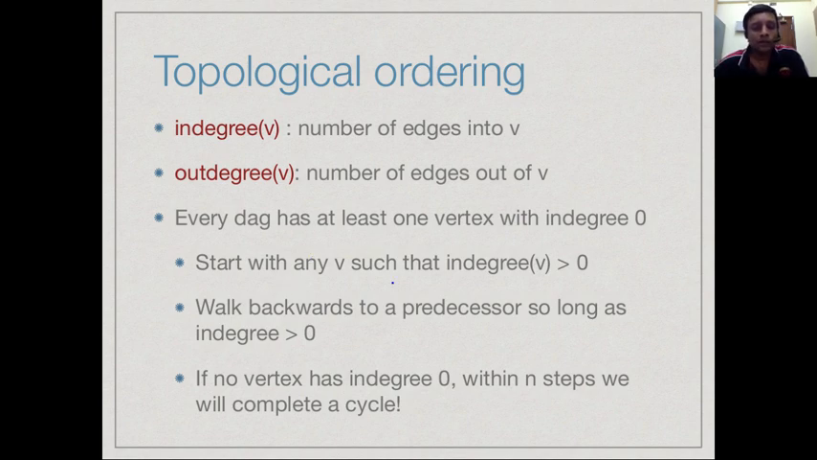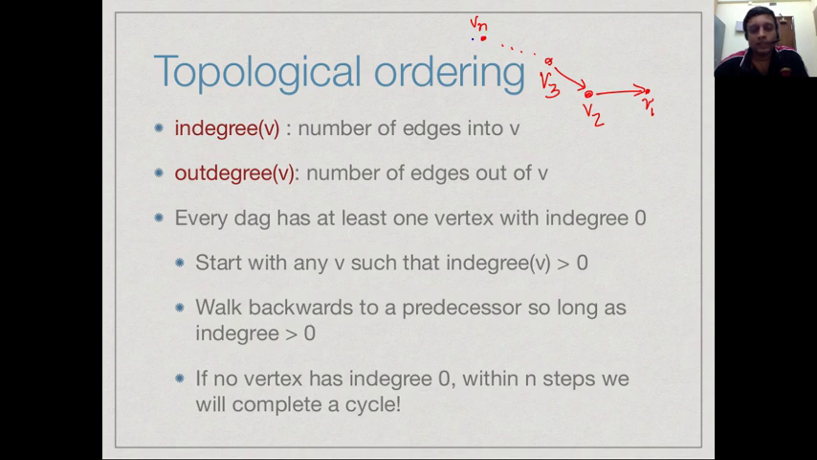Well, supposing we start with any vertex V such that it has in degree greater than 0. Since it has something pointing into it, it must have some edge coming into it. So let us call that V2. Now supposing this does not have in degree 0, then it must also have something pointing into it. So then I get a third vertex. So in this way, if I keep finding that the vertices I am encountering have in degree greater than 0, eventually I must enumerate all the vertices in my graph.